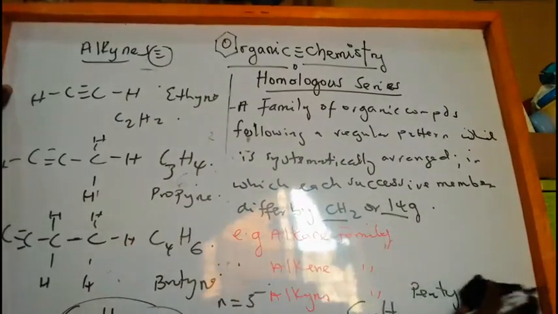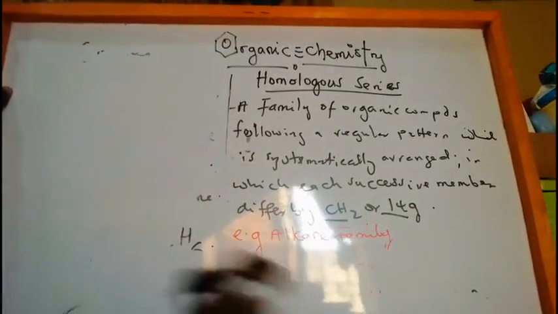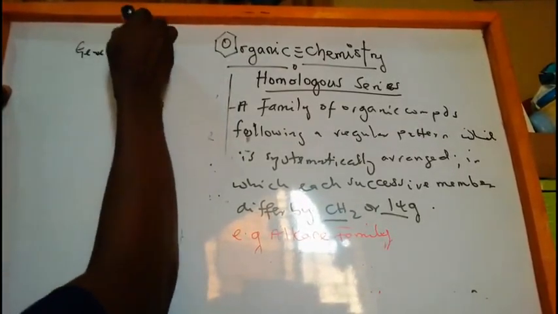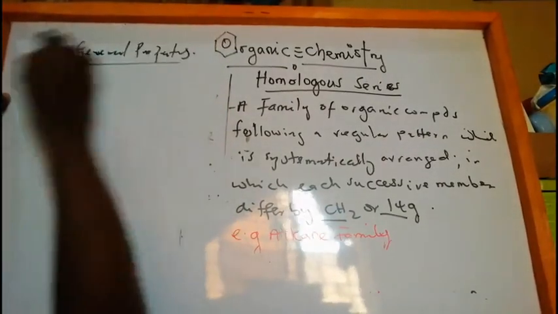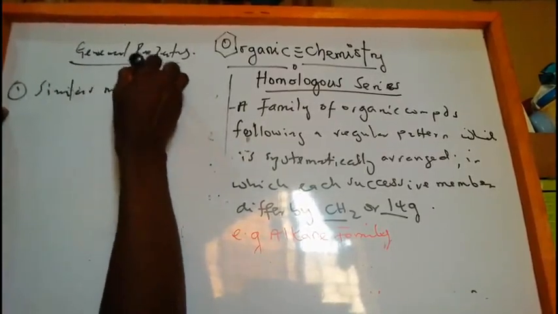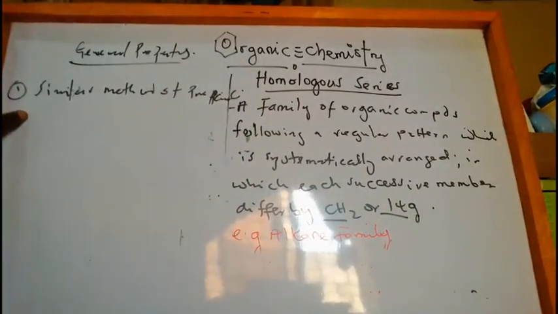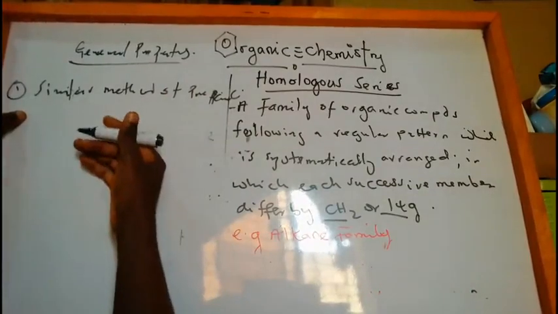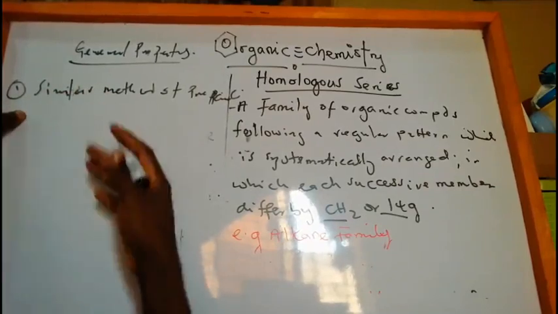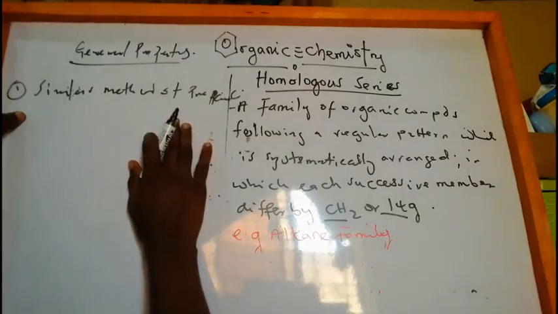So quickly, let's look at their general properties, or what we call features, of the homologous series. Number 1, they have a similar method of preparation. The method used in preparing any alkane is going to be the same as the method you use to prepare any member of the alkanes: methane, ethane, propane, butane, and so on. So the procedure used in preparing any of the members is similar.